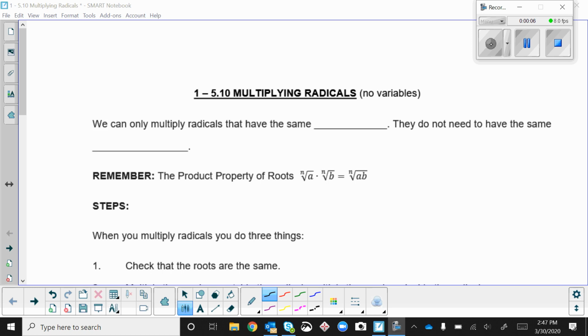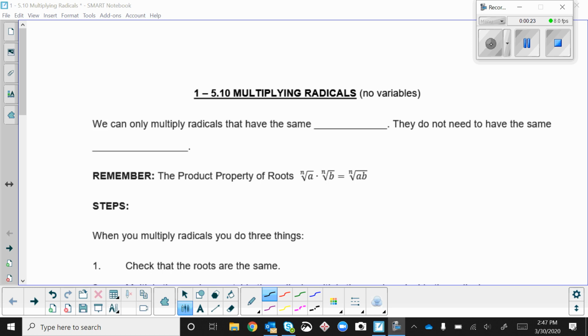There will be 2 lessons. This first one is multiplying without variables, and on Wednesday's lesson, we'll be multiplying with variables. So to start with, we are going to do this tiny little review on top.